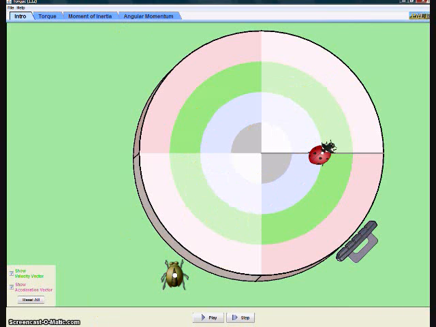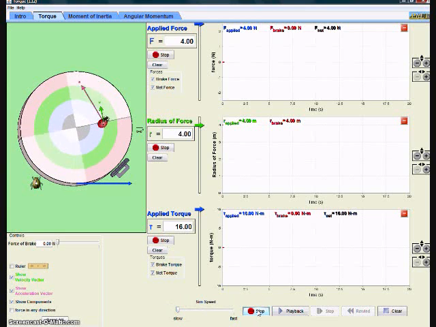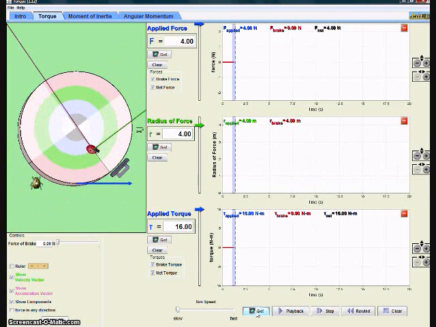Hi, so here's a simulation for torque. Here we have a wheel. A force is being applied to it, making the wheel rotate. We can see this force in action as the ladybug gains a velocity, shown by the vector. The velocity is tangential to the wheel, which is why it flies off.